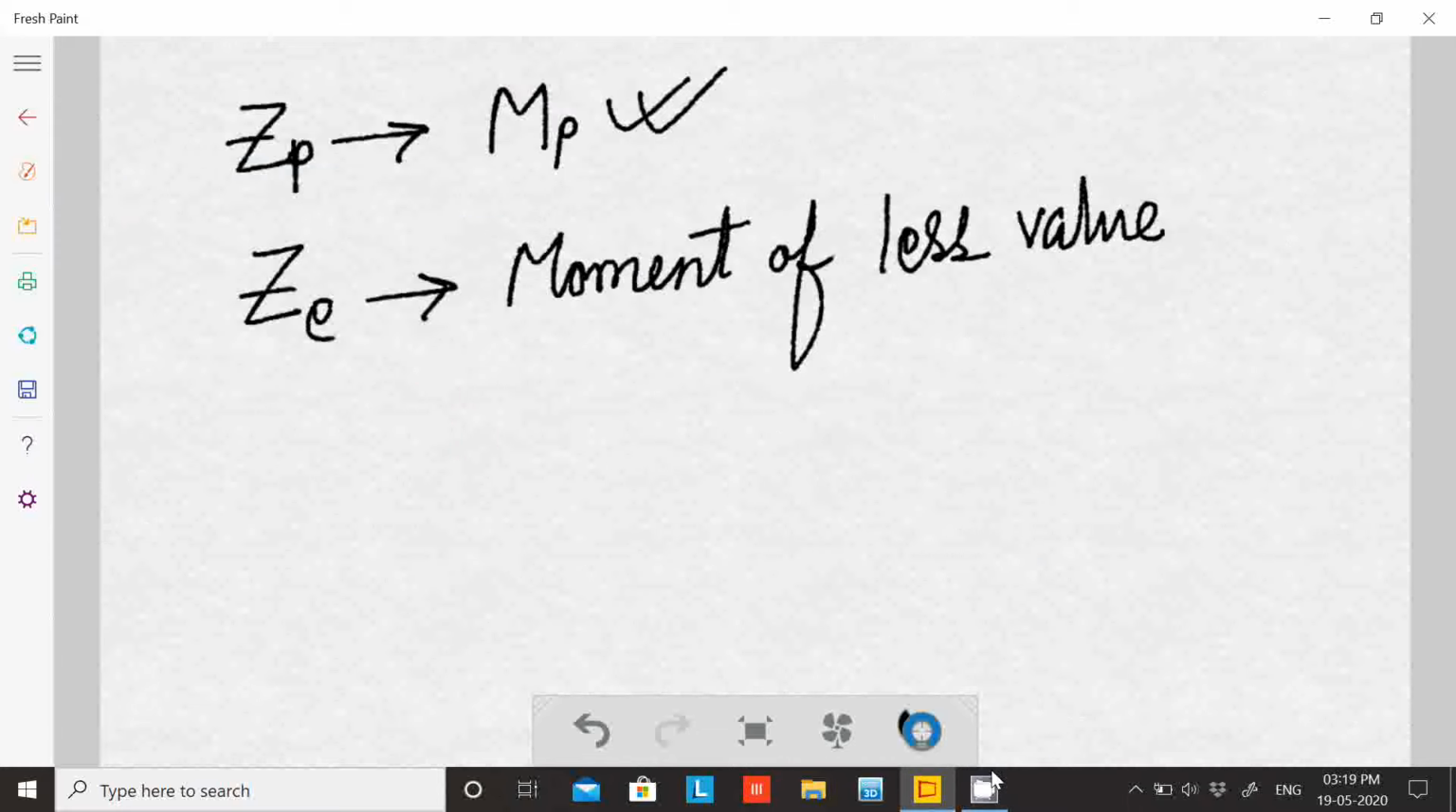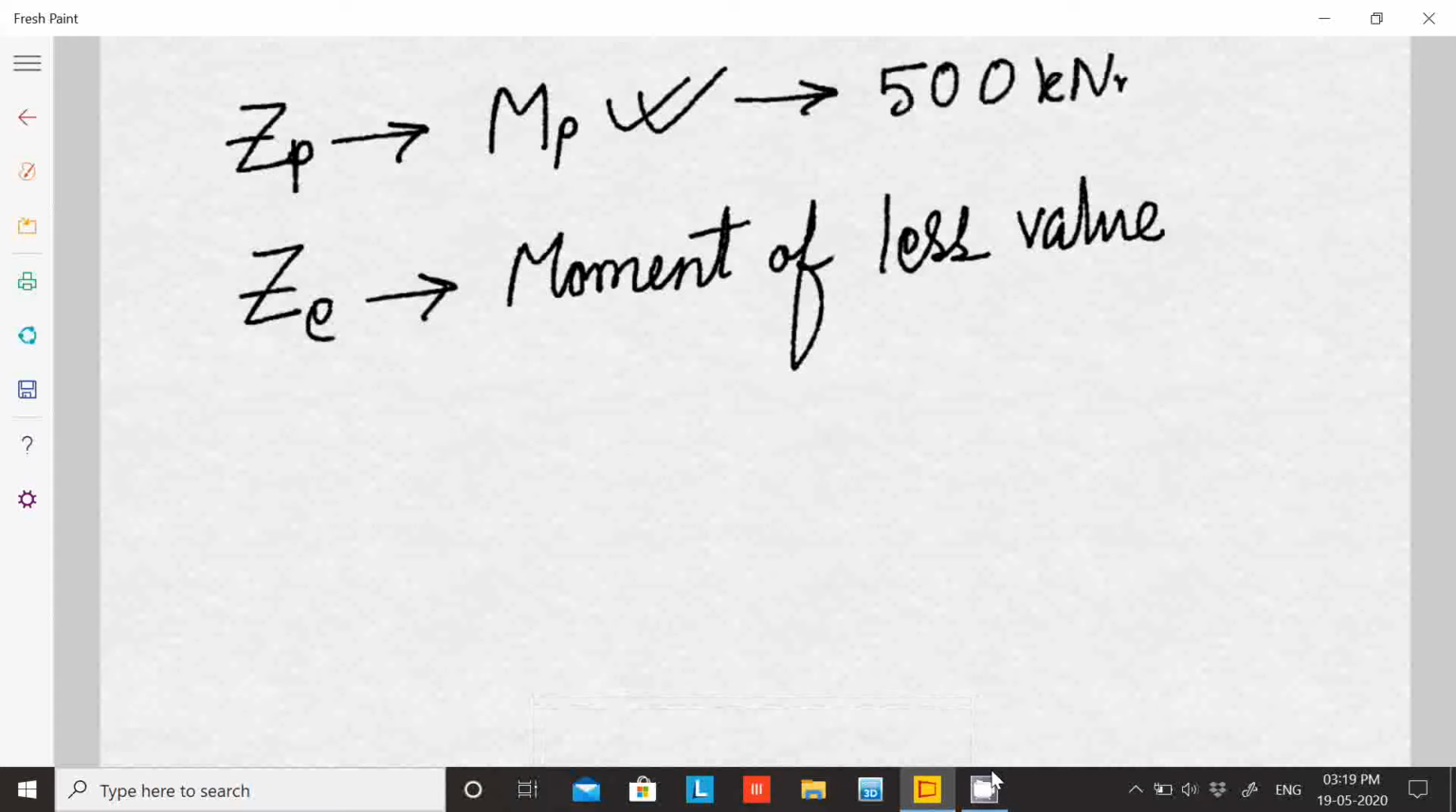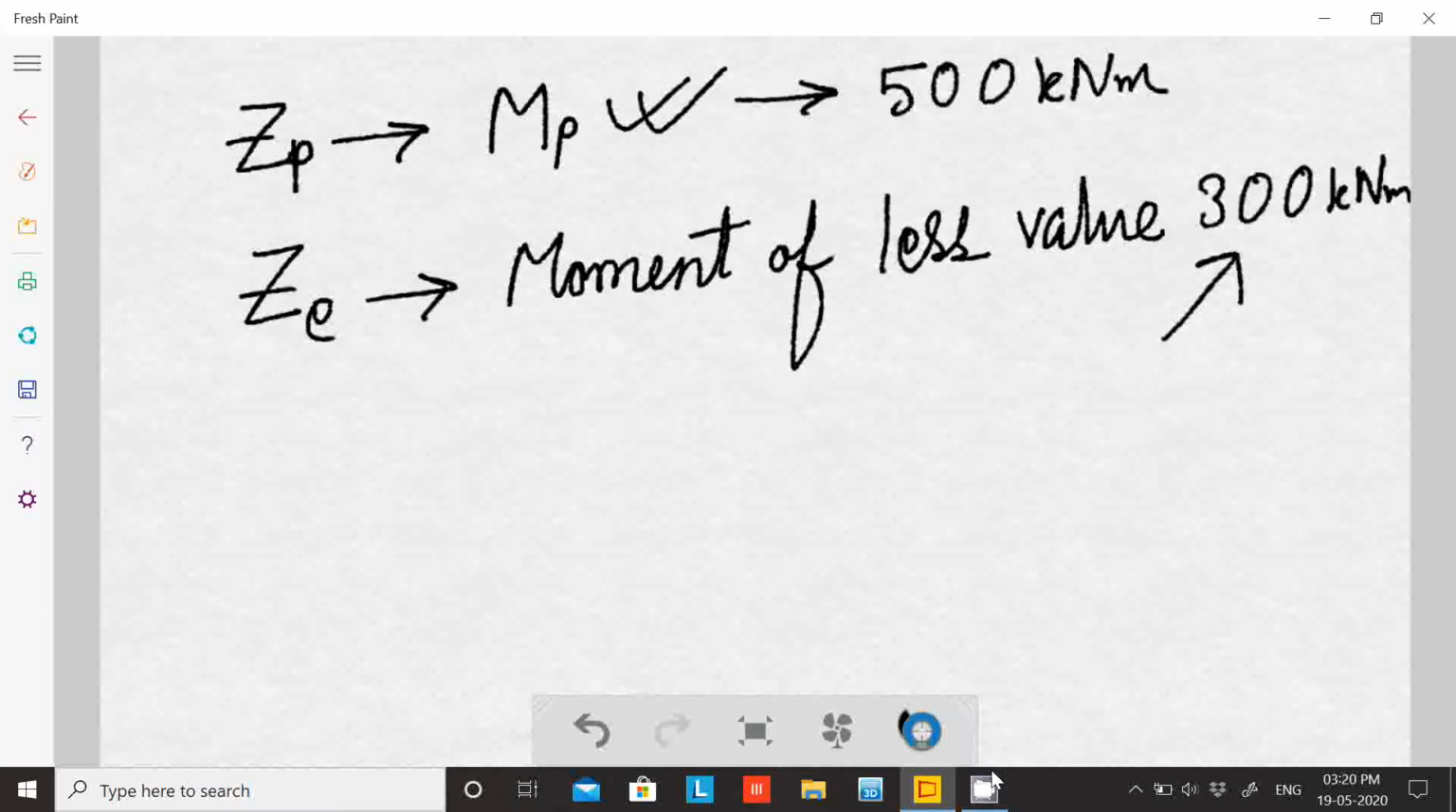Suppose this one is just for example 500 kilonewton meter, and this one is 300 kilonewton meter. If we restrict the loading till 300, then the full capacity will not be utilized. So to utilize the full capacity, we have to try to give a loading till 500. That's why we consider till this MP, the higher moment, and that's why we are dealing with this.